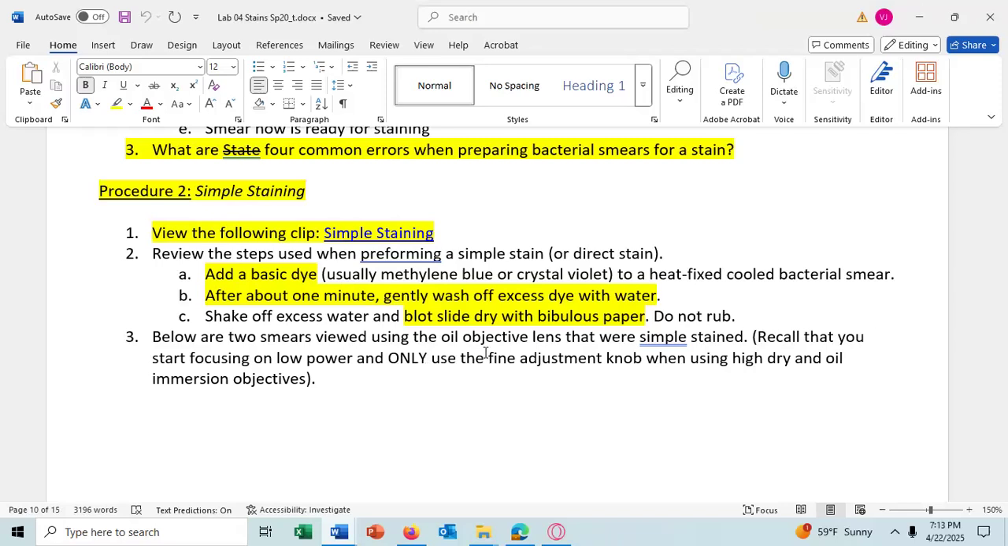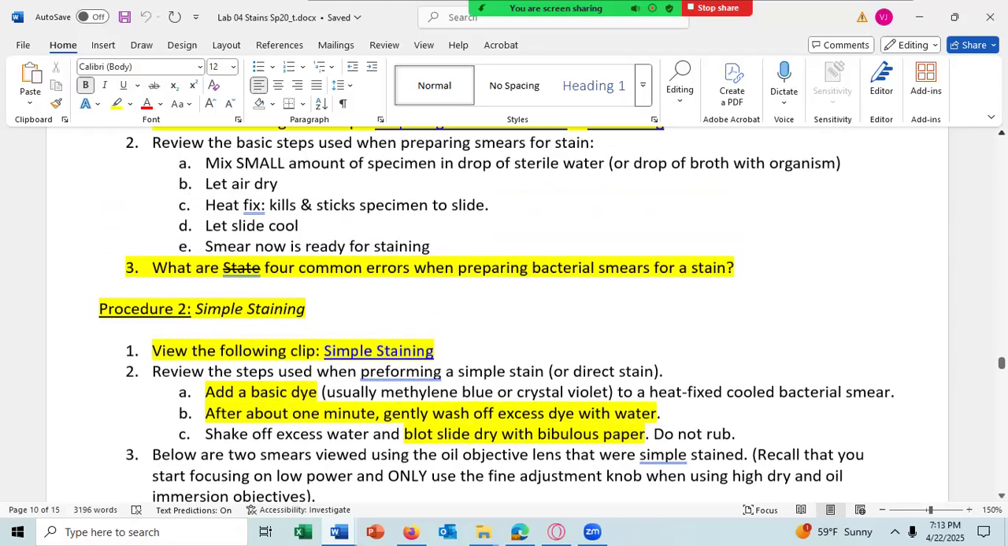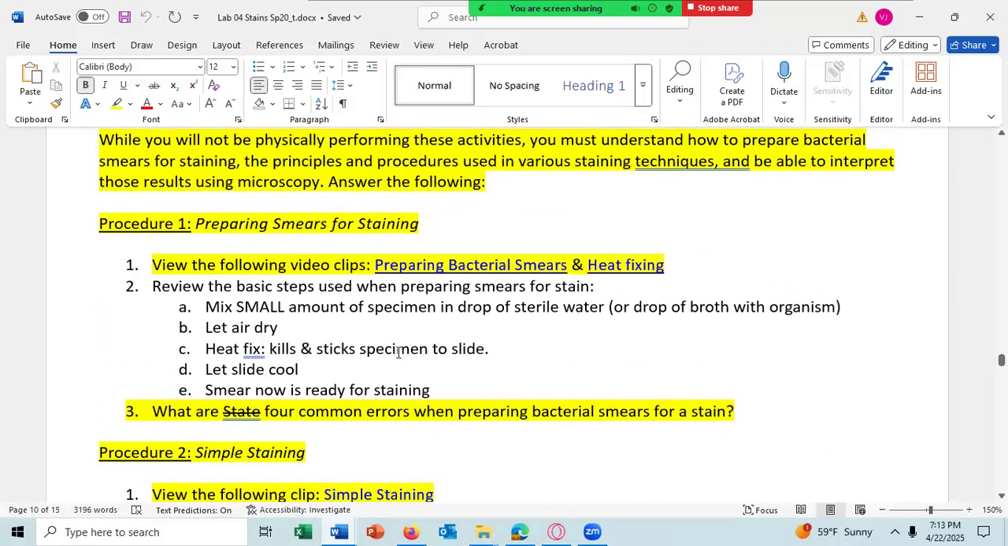So you note that the bacterial smear is something you do before you do the staining. So it's independent and separate, but it must be done before you do the staining.